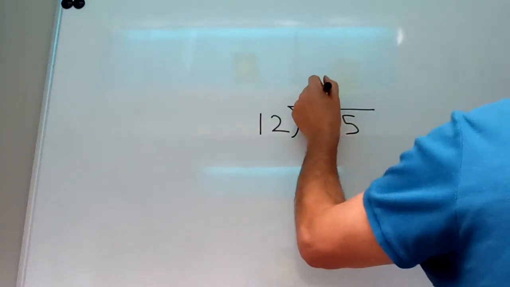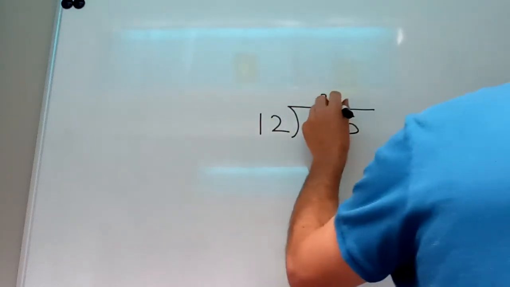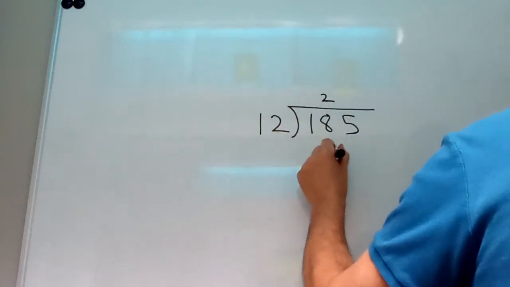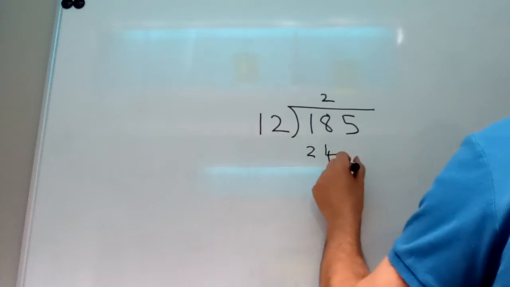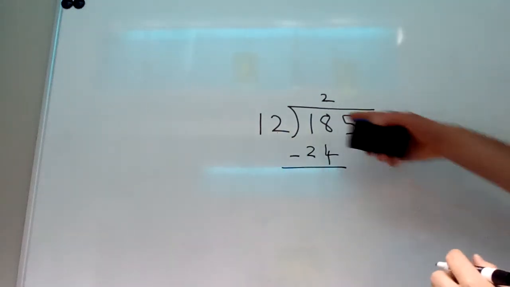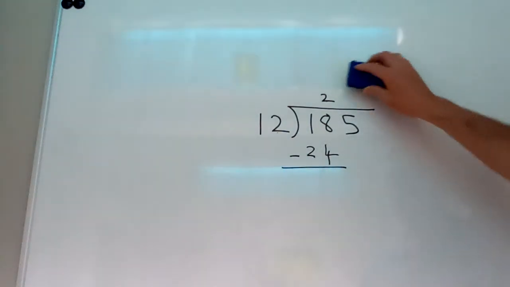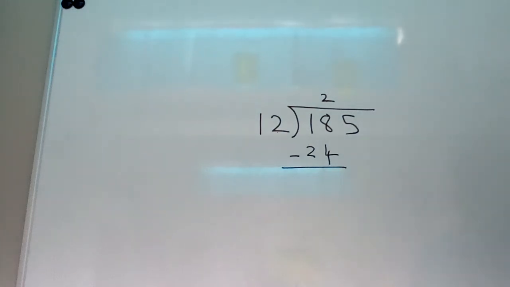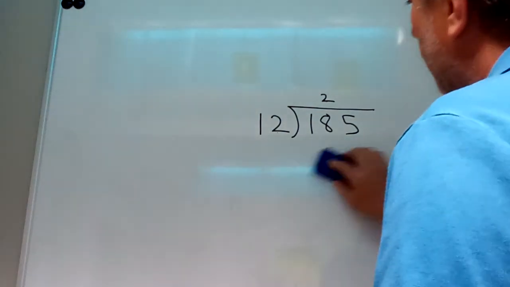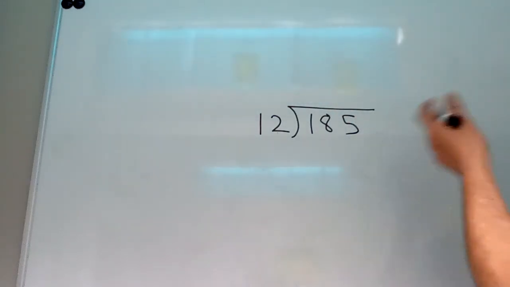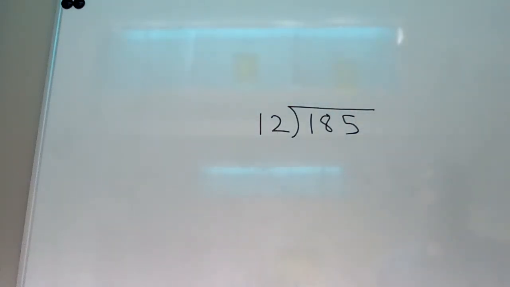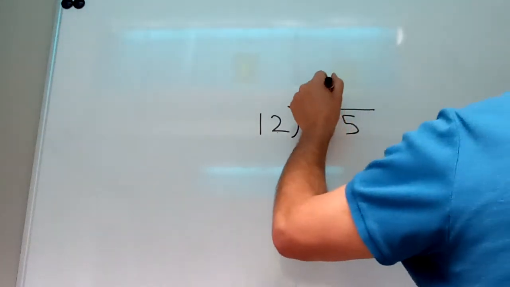I'll show you that though. Let's just say we tried 2 times. Well, 2 times 2 is 4, and 2 times 1 is 2. Well, now we have to subtract. Well, 24 is bigger than 18, so we can't do that. So we know that 2 is too big. If you do that, that's fine, just erase, because that will happen in some of the other problems that you work that are not as obvious, and you'll have to just erase and try again.